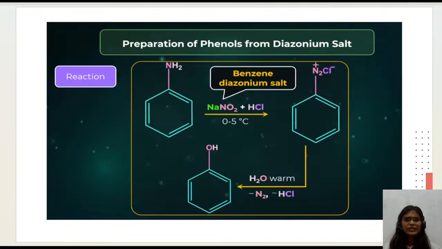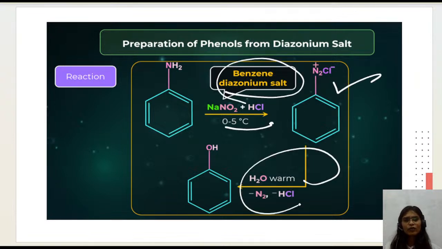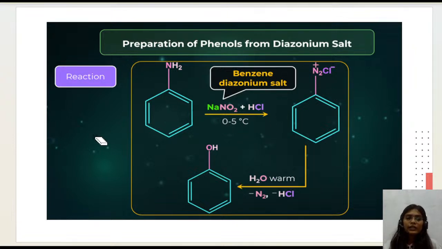It's a simple reaction. Let's see how it looks. You will have this benzene diazonium chloride at this temperature, then warm water, and nitrogen gas is released. What is the key factor? You know that in organic chemistry, if we are getting a side product as a gas, then that reaction proceeds. So it's a very easy reaction and the yield is also very good. Why? Because the side products are a gas and HCl.